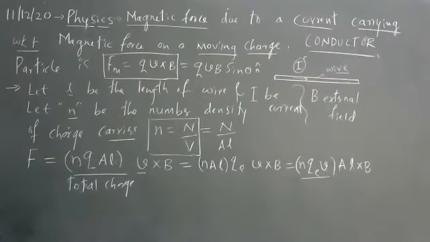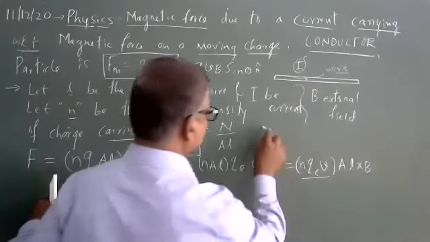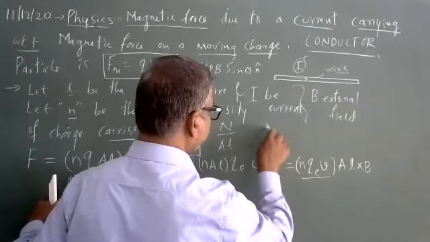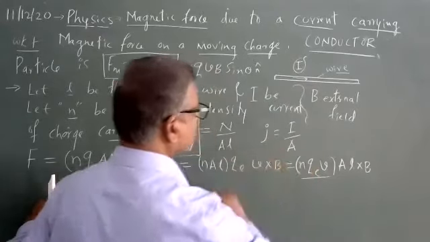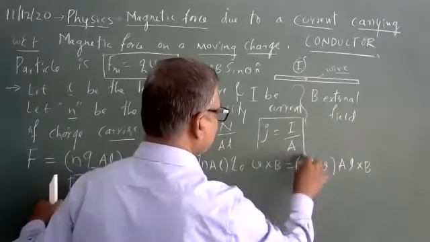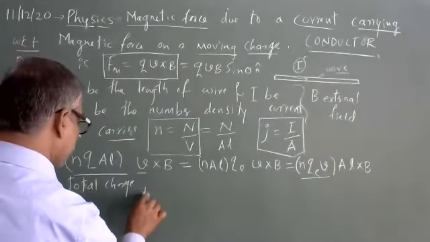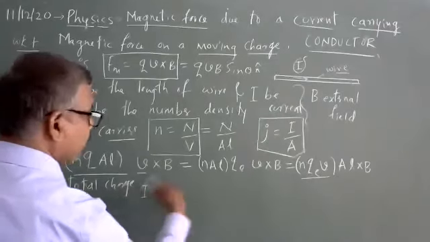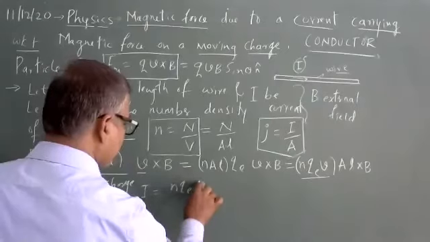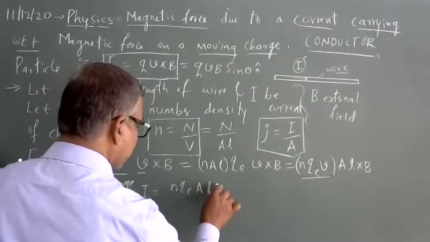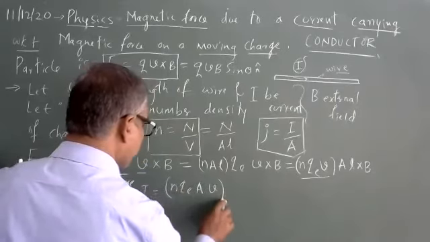What is meant by current density? Let me write the formula. Current density J equal to current divided by area. So what is this current? Current is written as I equal to number of charge carriers, N into electronic charge into AL into V. So this is going to be current.